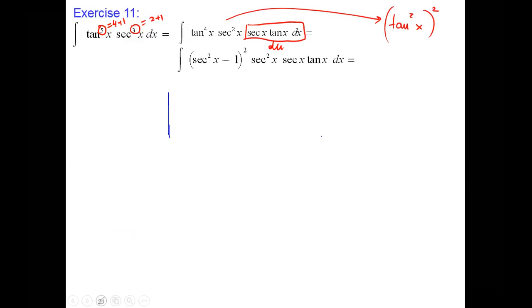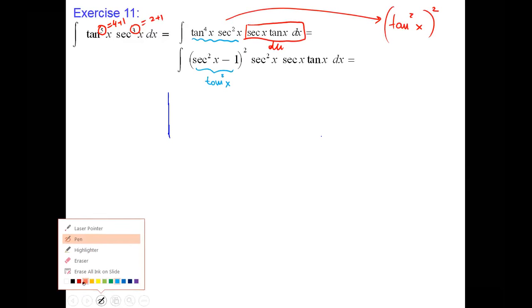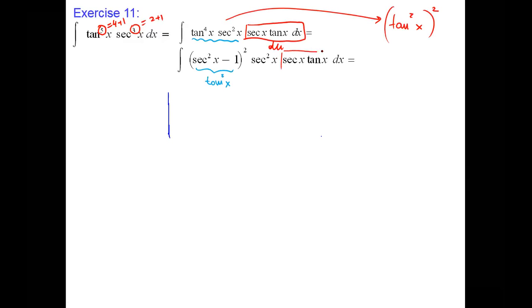I have my secant square. This is tangent square, right? Tangent square of x and another square. And let me box my du. Okay? As we can see, secant square I did copy, tangent square is inside, and an additional square because it was there. Okay, now I'm ready.